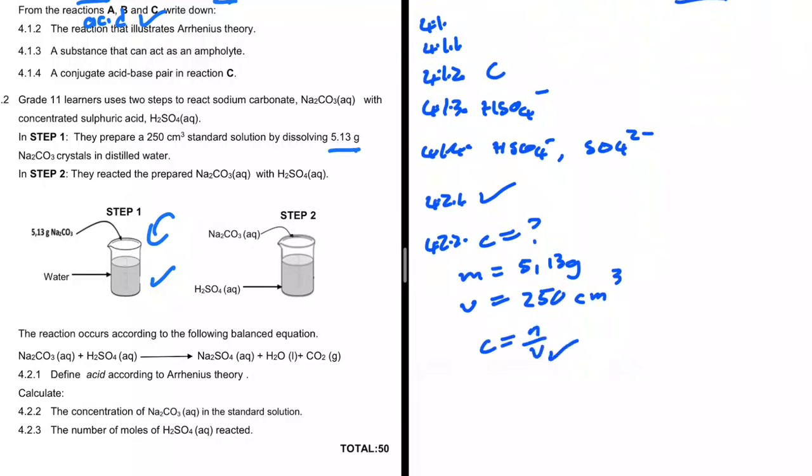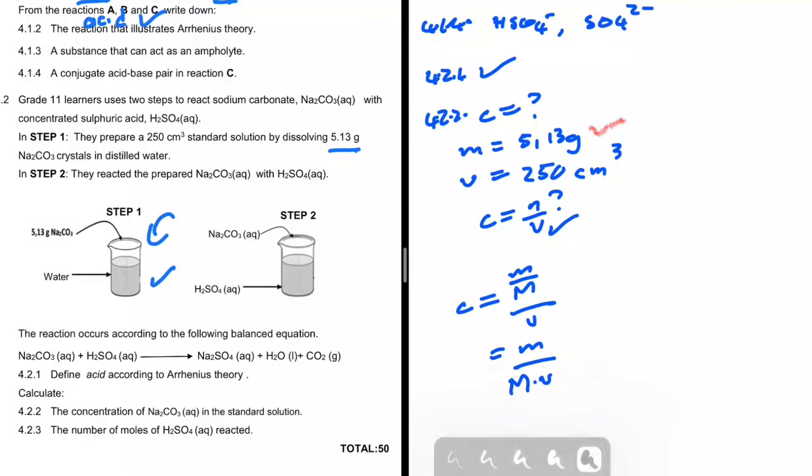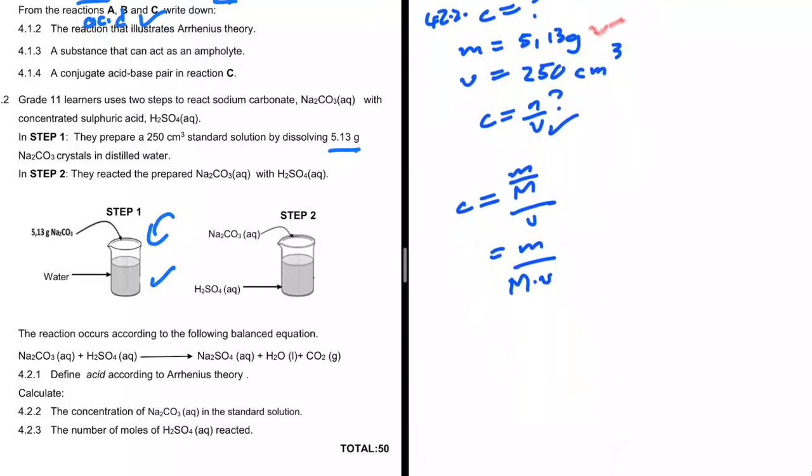We have the volume, we don't have the number of moles, but we can find the number of moles using the mass. Number of moles is equal to the mass divided by the molar mass. So concentration is equal to the mass divided by the molar mass multiplied by the volume. We can use this equation to find the concentration of Na2CO3.